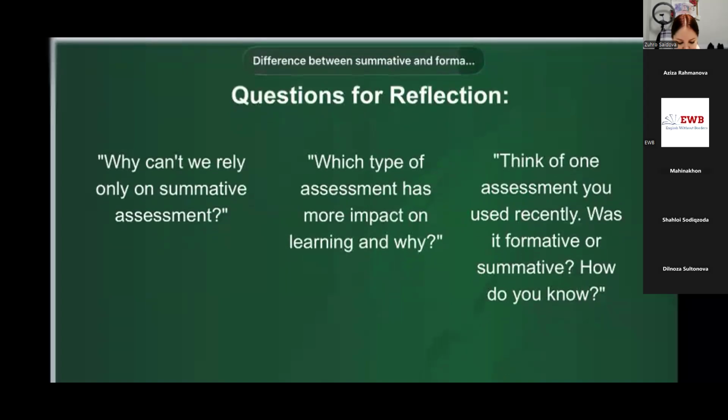So here are the questions for reflection. Sorry, we already said this question. Which type of assessment has more impact on learning and why? Can you please share your ideas or write in the chat which type of assessment has more impact on learning and why?